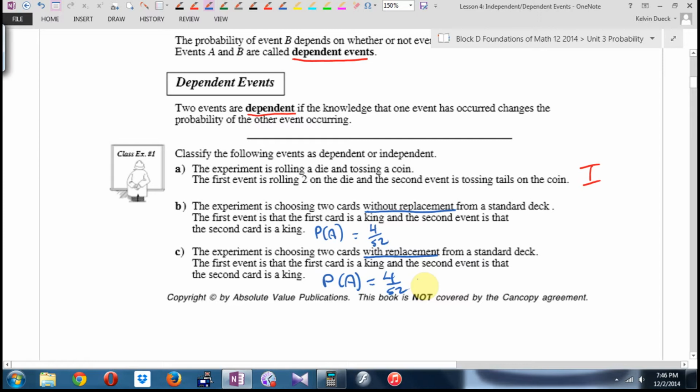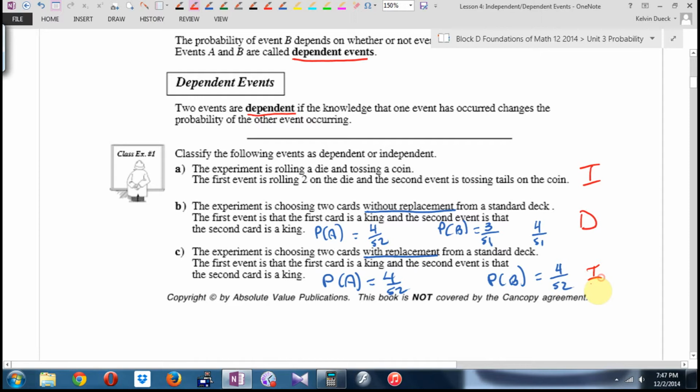What about event B? Well, in part C, in the third example, because I'm replacing the cards and I'm reshuffling, how many kings are there in the deck? 4 out of 52. I can solve that. It doesn't matter whether or not I got a king on the first one because I'm resetting the deck. But for question B, whether or not I get a king on the second card depends, because I'm not replacing cards. It depends on whether or not I'm holding a king. If I got a king, 3 out of 51. If I didn't get a king, 4 out of 51.